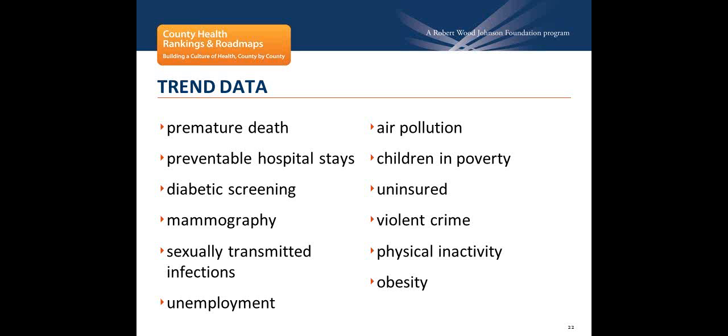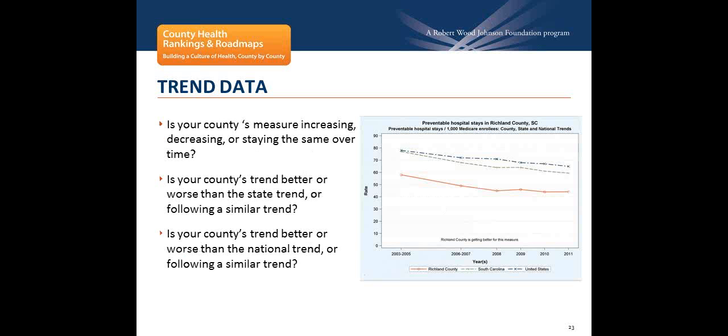There are at least 3 types of questions you will want to consider for each of these measures. For each of the measures where sufficient trend data is available, you can view a detailed graph of the trend data by clicking on the graph icons. We've color-coded each to help you answer question 1. Red means your county is getting worse for this measure. Yellow means your county is staying the same for this measure. Green means your county is getting better for this measure. In this example, preventable hospital stays in red in Richland County, South Carolina are decreasing, so this measure is getting better. While preventable hospital stays in both the state and the nation are also decreasing, Richland County is keeping up with their progress.